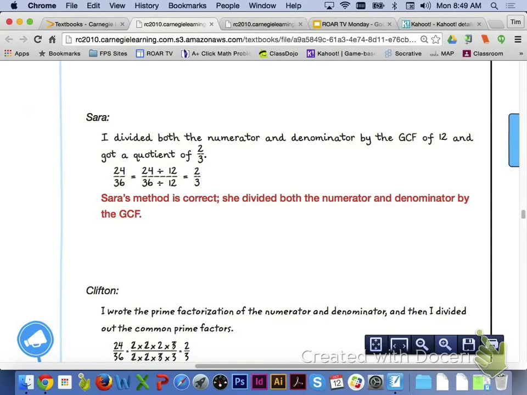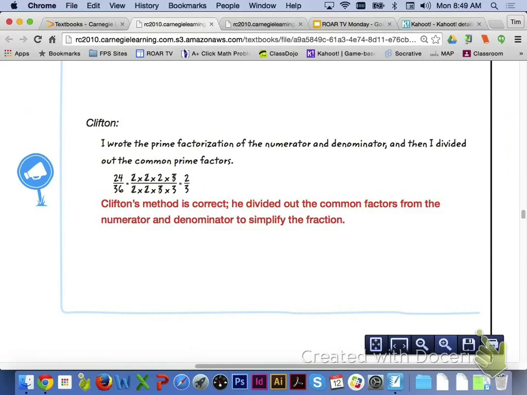Sarah's method, she is correct in her thinking. She divided both the numerator and the denominator by the GCF in order to get 2/3 for her simplest form fraction. Clifton used prime factorization to determine the fraction in simplest form. His method is also correct. He just divided out the common factors from the numerator and the denominator in order to come up with 2/3 for his simplified fraction.